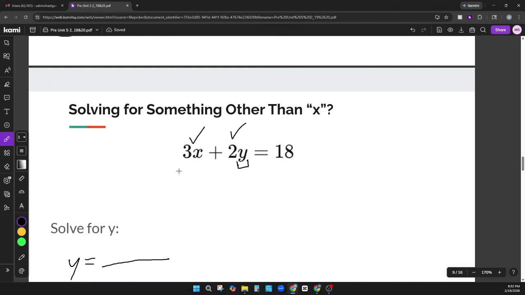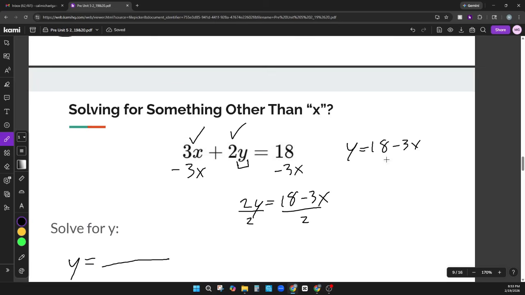So like I got rid of my 2y in my last problem, I'm going to get rid of my 3x here in its entirety. So I'm going to minus 3x on both sides. I have 2y is equal to 18 minus 3x. I divide by 2, I divide by 2. And I have y is equal to 18 minus 3x divided by 2. And through simplifying, I get y is equal to 18 over 2 minus 3x over 2. This will be 9 minus 3x over 2, meaning my y is equal to 9 minus 3x all over 2.